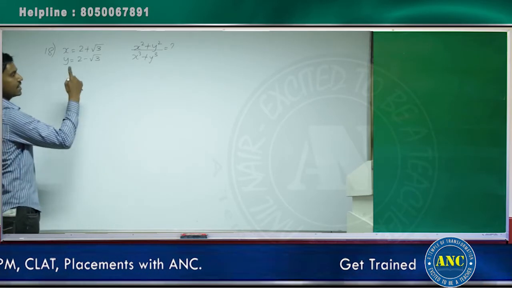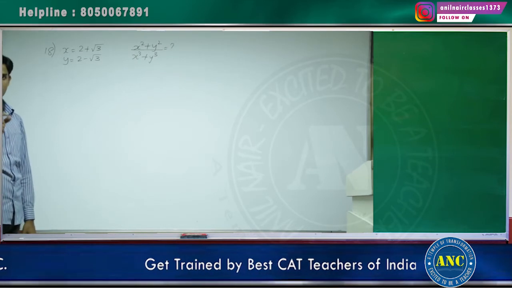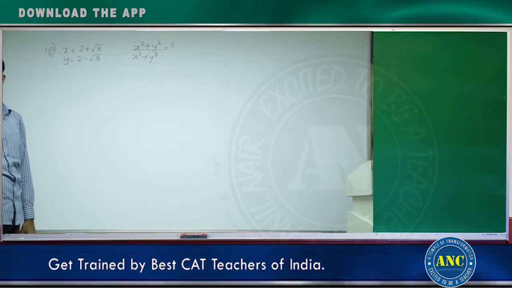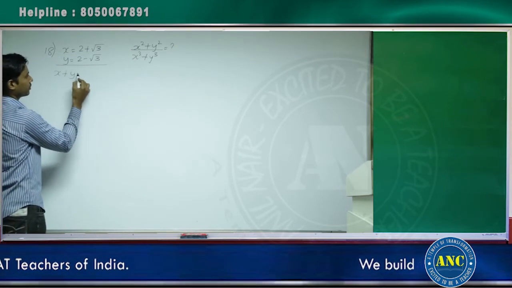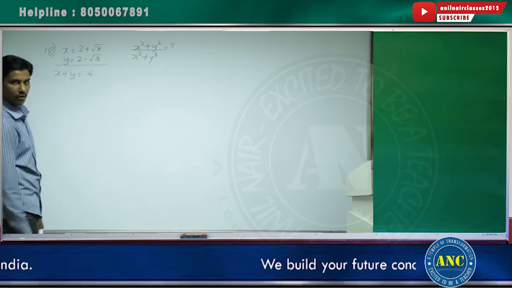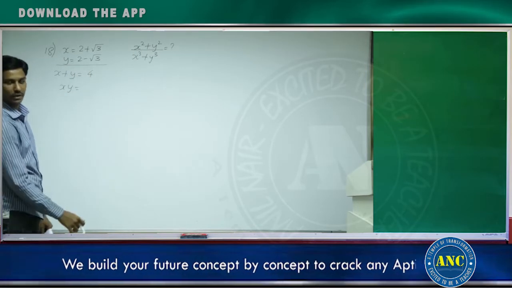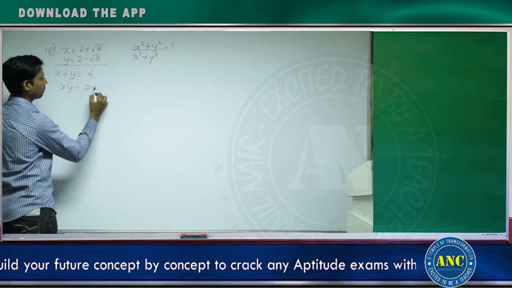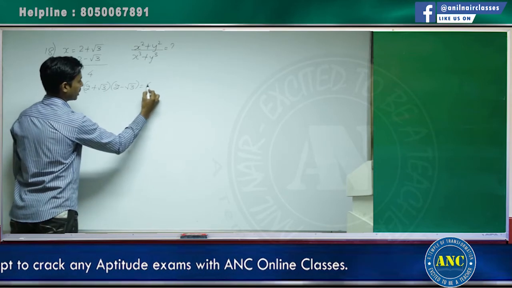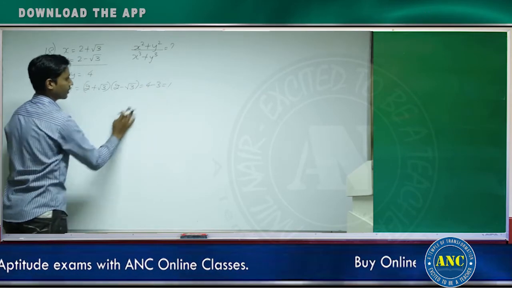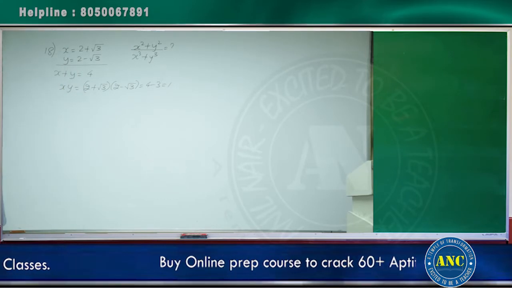Now, if you see here, in x plus y whole square, I will get x square plus y square term, and I will also get the product of x and y, 2xy. So what I will do is I will add these. X plus y will be equal to 4, right? And I will also multiply, because I know that in a plus b whole square I will get ab term. If I multiply 2 plus root 3 into 2 minus root 3, this is nothing but a plus b into a minus b. 4 minus 3 is nothing but 1. Sum of two terms is 4, product of two terms is 1.